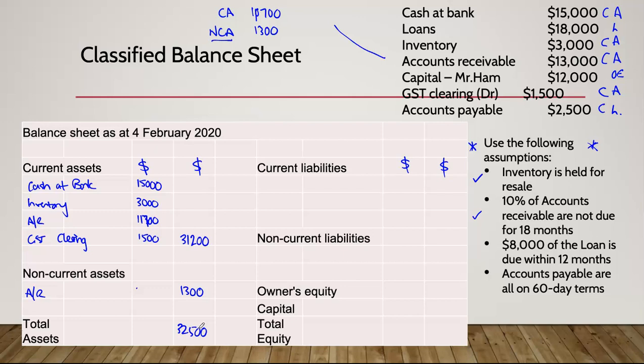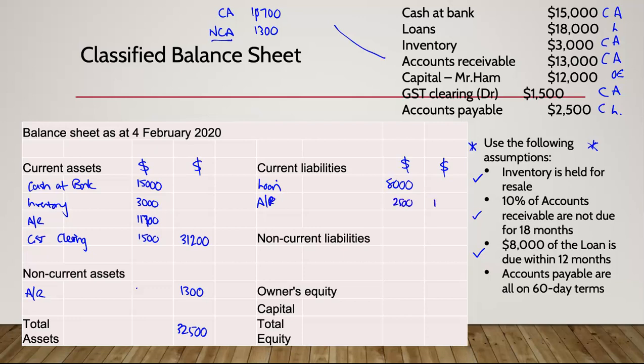Now this is a simple example. There's heaps of other non-current assets. Vehicles, computers, shop fittings, equipment, vans, land, buildings. It's important to split this up. We then have our loans, which we need to think about. Our loan, $8,000 is due within 12 months. The rest is not. That means we have a loan of $8,000 due within the 12 months, and all of our accounts payable due within the 12 months.